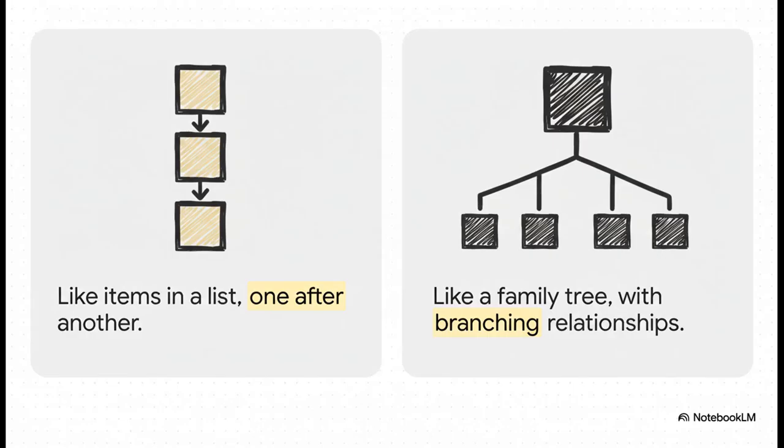We usually think about data in a straight line, right? Like a to-do list or the contacts in your phone, one thing after another. But the real world, it's rarely that simple. It's full of all these branching relationships, kind of like a family tree or a company's org chart. And for that kind of hierarchical data, a simple list just doesn't cut it. We need something that can handle all those branches.